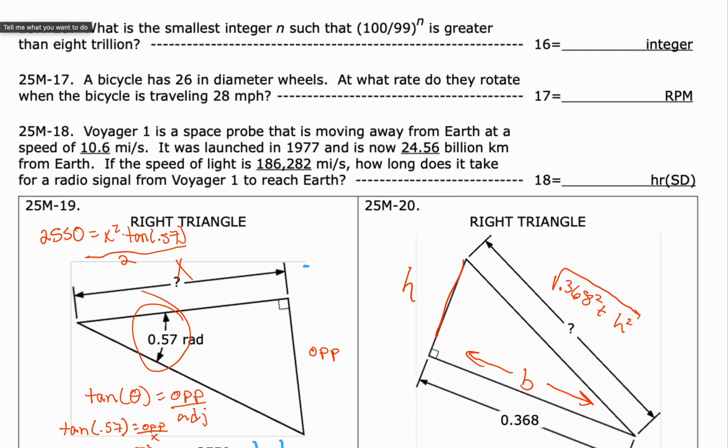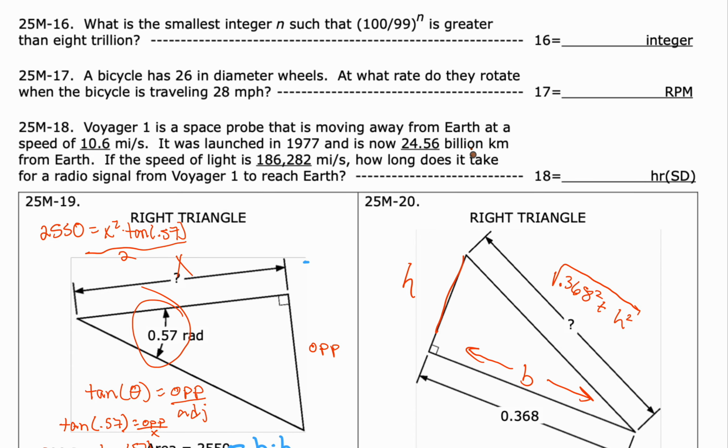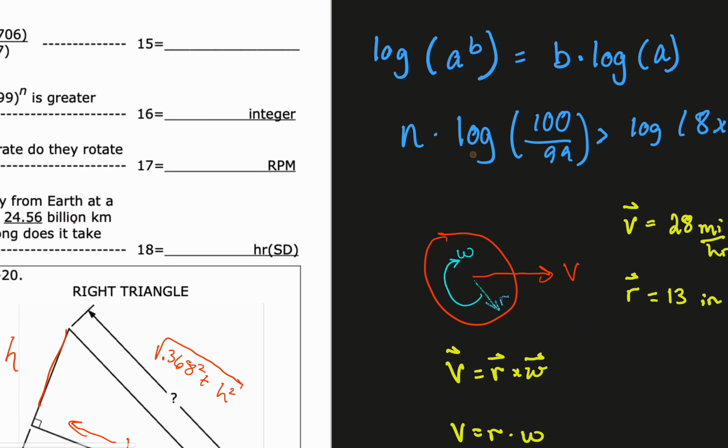Alrighty, welcome back, folks. Let's go ahead and take a look at numbers 16, 17, 18, 19, so on and so forth. It asks for 16, the smallest integer n such that (100/99)^n is greater than 8 trillion. Well, a couple things to keep track of.